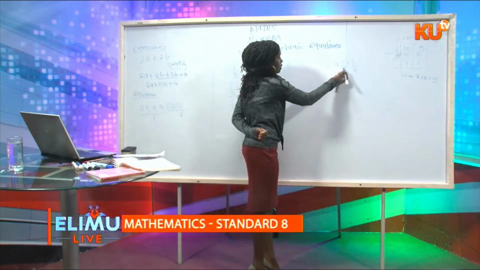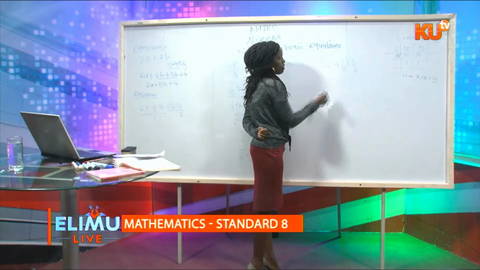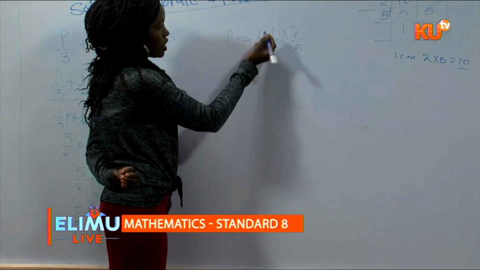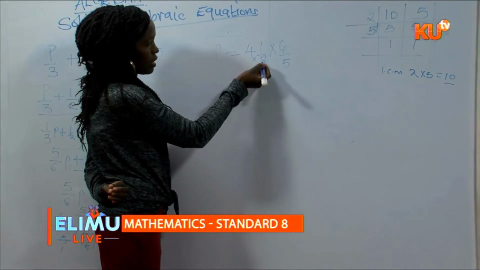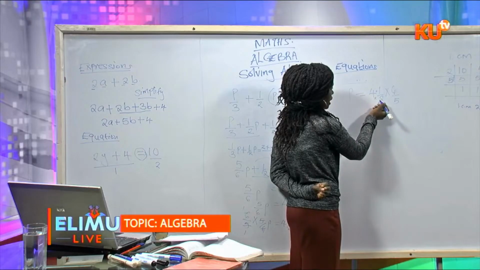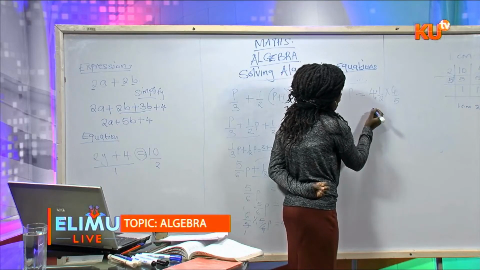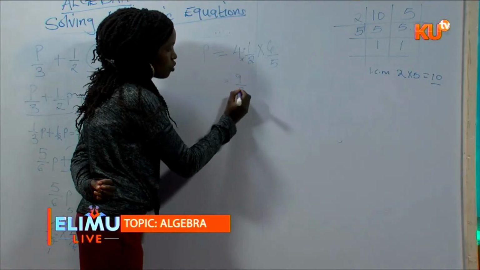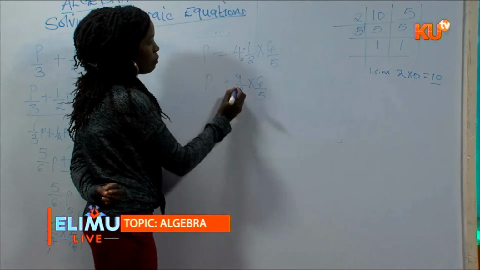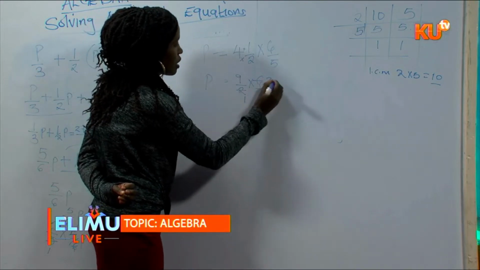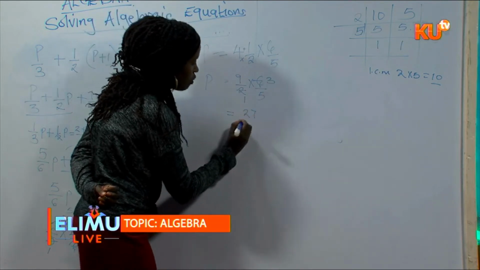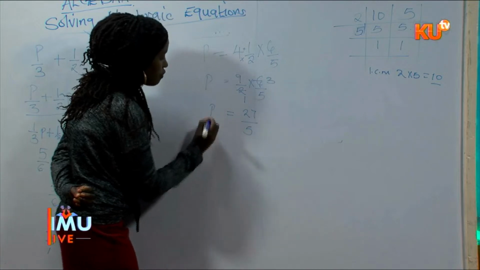So this is a mixed fraction. I change it to an improper fraction so that now I can go to solve it. To change to an improper fraction, you take the whole number times the denominator, then plus the numerator. So it is 4 times 2, we get 8, plus 1, we get 9. 9 over 2 times 6 over 5. By 2, 1, by 2, 3. 9 times 3, we get 27 over 5. That is the value of our P.